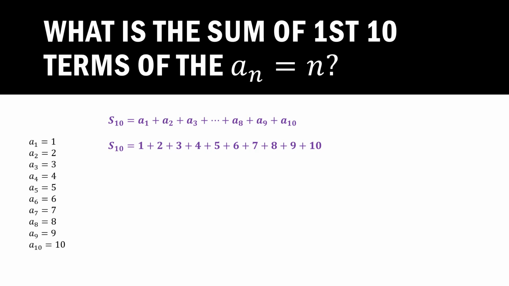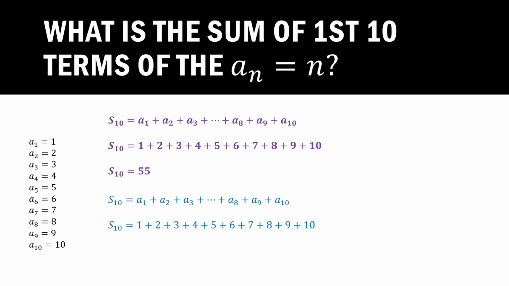So S sub 10 is equal to 1 plus 2 plus 3 plus 4 plus 5 plus 6 plus 7 plus 8 plus 9 and plus 10. Now, when we add that manually, we're going to get 55. There is one mathematician, Gauss, who discovered a certain pattern in how to add an arithmetic sequence. When we get the sum of the sequence, we get the series. So that's how it works.